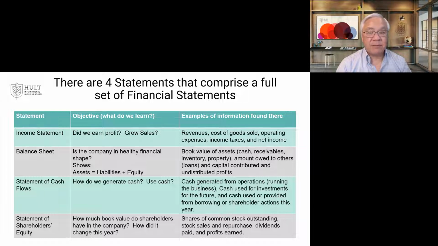Examples of information we would find there would be sales of common stock during the period, or did we repurchase some of the previously issued shares? Did we pay dividends? And how much profit did we earn? So those are information we see. Now, as you think about it, there's some overlap between these four statements, right? Because we saw profit, obviously, in the income statement. We saw profit as probably part of the operating cash flow. And we saw profit as something that shareholders would care about in shareholders' equity.